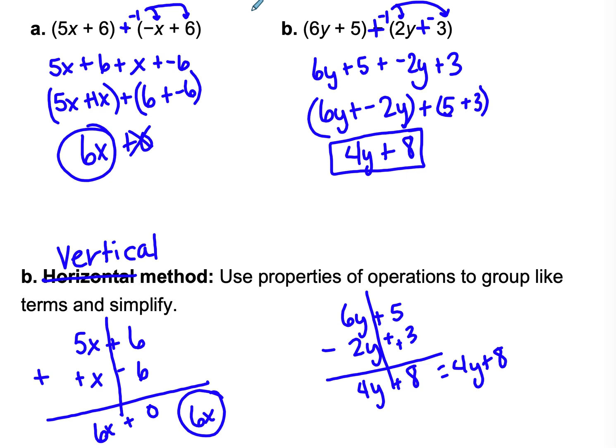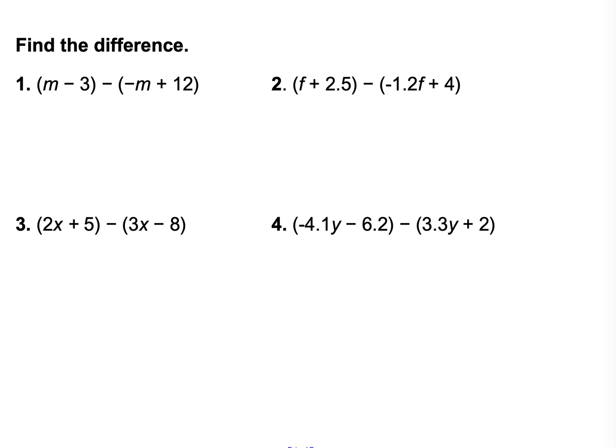Most students I see do it this first way, but every year I do have a few people that prefer it vertically. You certainly can do it that way too, and that's true for addition as well. Just make sure if you're using vertical that you're lining up your like terms. If you're using horizontal, then you need to use some parentheses to get your like terms grouped together. All right, here are 4 problems to try on your own. Pause the video and try them.